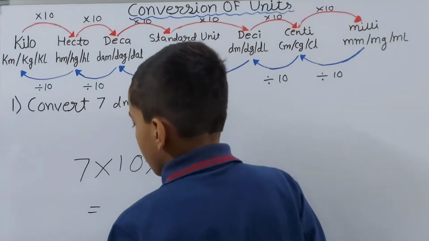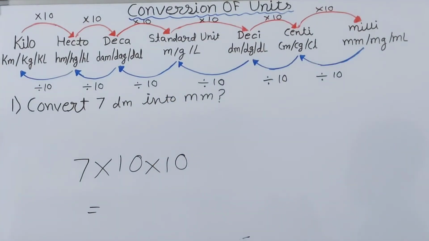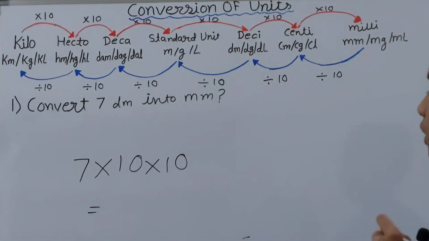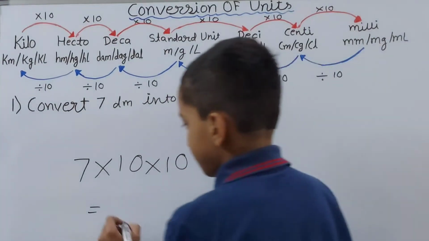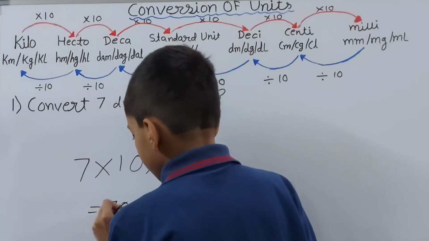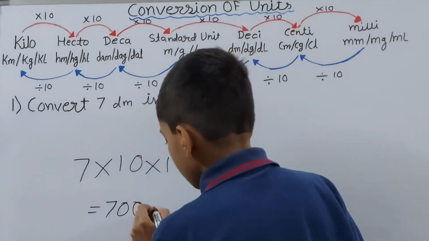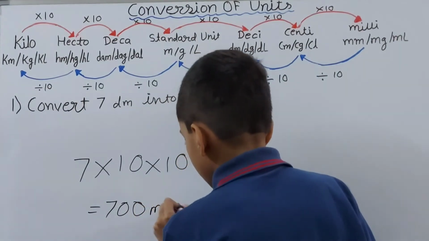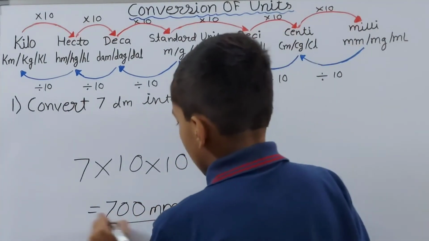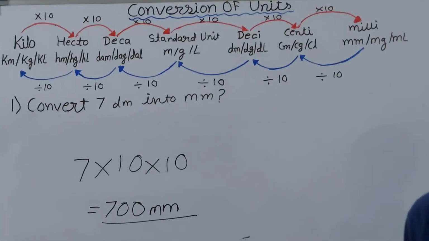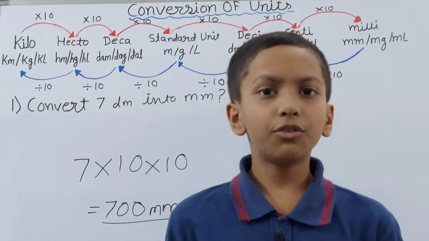So what will be the answer? Yes, 7 into 10 is 70 and 70 into 10 is 700. And so we are converting in millimeters, so this will be in millimeters. So this is our answer, that is 700 millimeters. This was very simple. Let's understand with one more question.